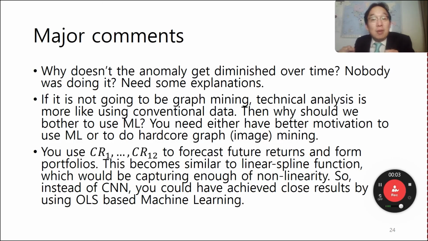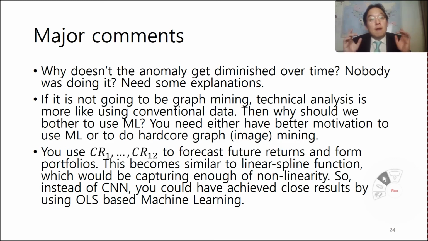Why doesn't the anomaly get diminished over time, right? Nobody was trading on it, or it needs some explanation, I guess, at least. And if it is not going to be graph mining, right? Technical analysis is more like using conventional data, numerical matrix, one-dimensional grid, right? Then why should we bother to use machine learning? You need to either have better motivation to use machine learning or do hardcore graph image mining, I think, right?